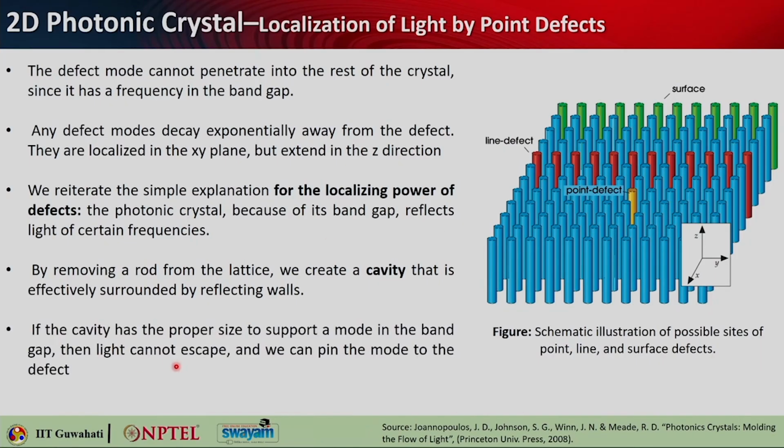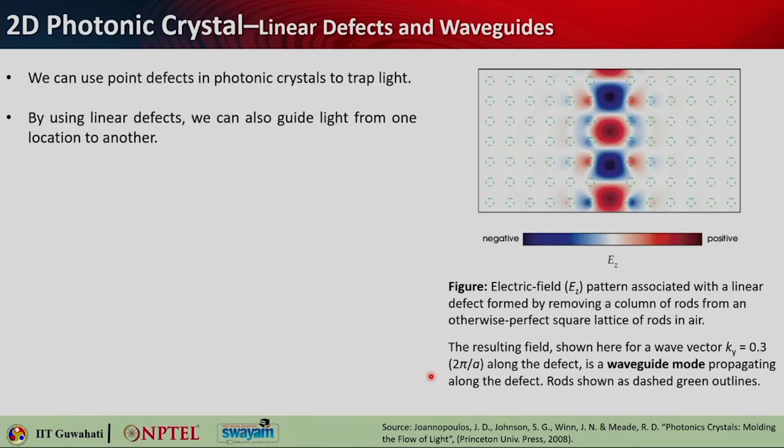Okay. So, if the cavity has proper size to support a mode in the band gap, the light cannot escape and we can pin the mode to that particular defect. So, it means we can use these point defects in photonic crystals to trap light. This is light trapping. Okay.